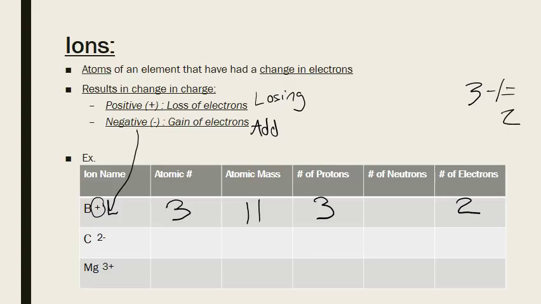And remember, to get your neutrons, all you do is subtract your atomic number from your atomic mass. So 11 minus 3 is going to give us 8.